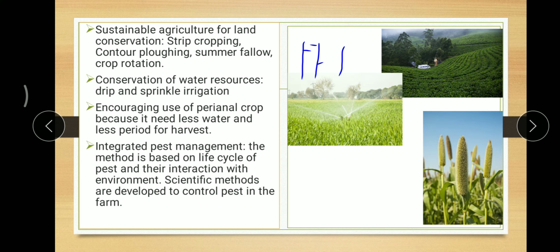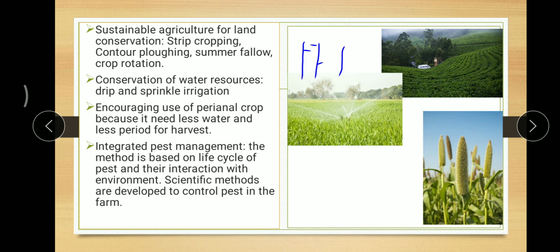For example, in one season he can go for maize, another season he can plant rice, another season he can go for wheat. So different types of pulse crops can be taken in the same land. It's called crop rotation. Crop rotation is also very effective because it helps to conserve the soil and its nutrition values.